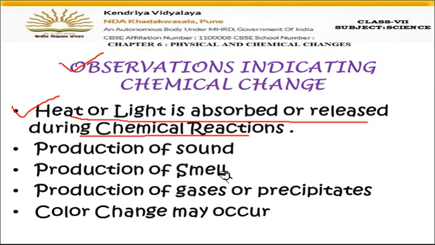Absorbed means the heat is given, like when you are preparing tea. When you are preparing tea, you switch on the flame, right? Here you are preparing tea, so you switch on the flame. So here the heat is absorbed. This mixture is absorbing the heat, and only then will the reaction occur, the chemical change will occur, and a new product will be formed, which is the tea. Fine. So here heat is absorbed.